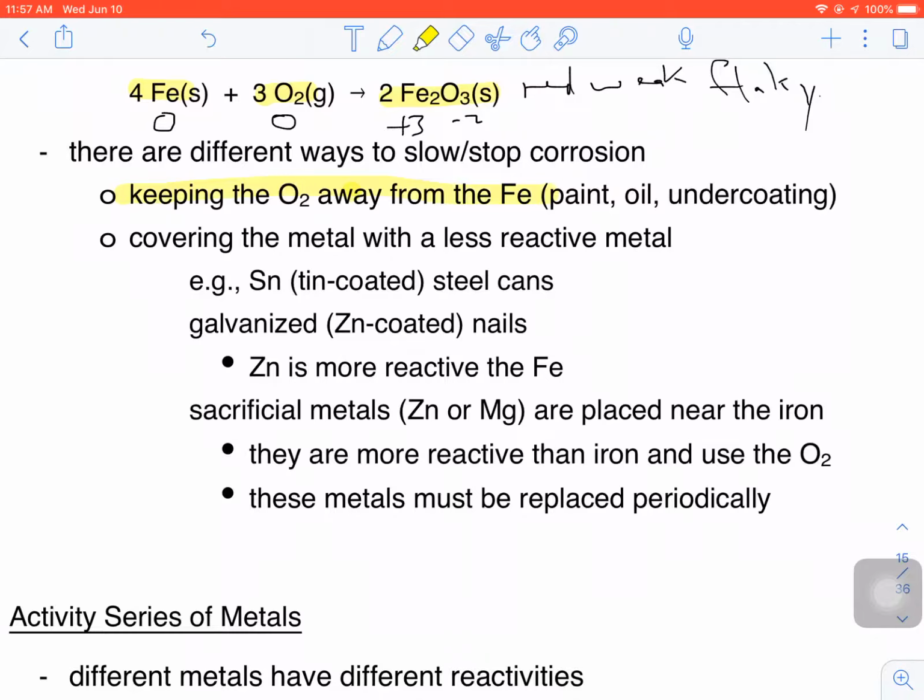The other way is to cover the metal with another metal, and basically I'm going to have a metal adhered to or melted right onto the surface of the steel that is either less reactive than the metal or more reactive than the metal. Now, when we use what we used to call tin cans, right? If you go and get a can of soup at the grocery store, or a can of tomatoes at the grocery store, we say it comes in a tin can. Well, it's not a tin can. It's a steel can that has a tin coating on it, right?